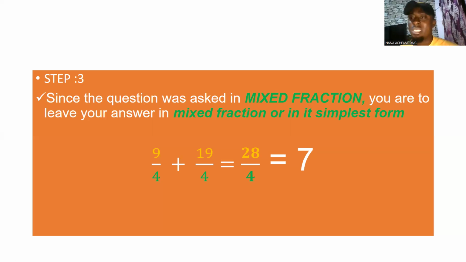So this is how we add and subtract mixed fractions. It's the same thing. The difference is that with subtraction of mixed fractions, you just subtract the answers. So assuming that 9 over 4 minus 19 over 4, I'll just subtract the 9 from the 19, which will give me what? A negative number. Do you get it?